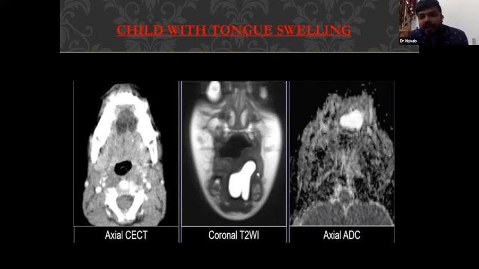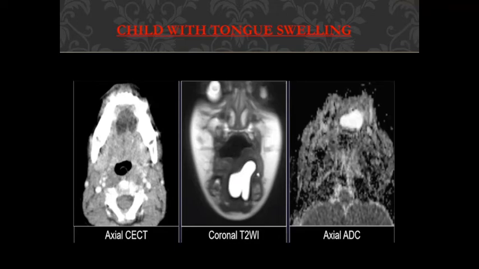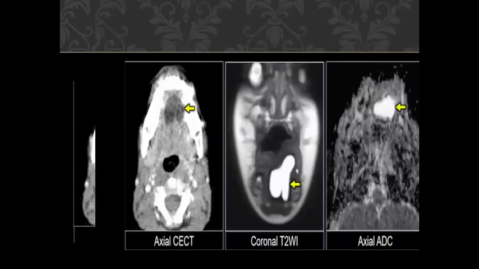One of the differentials is epidermoid cyst. That is why we put that ADC image. What will the ADC be? Low in epidermoid. Okay, very good.